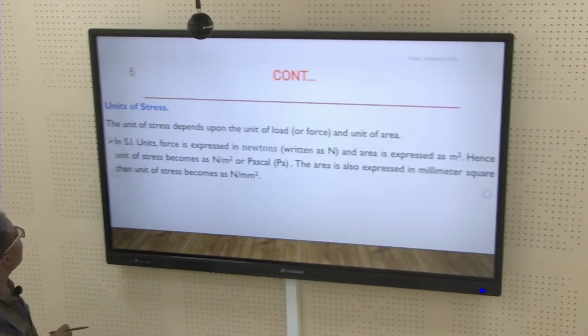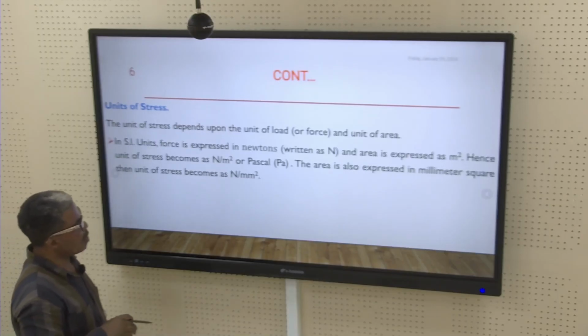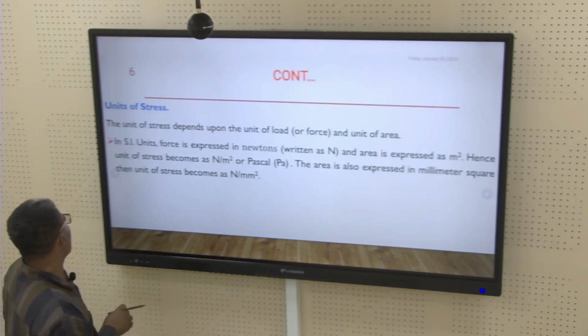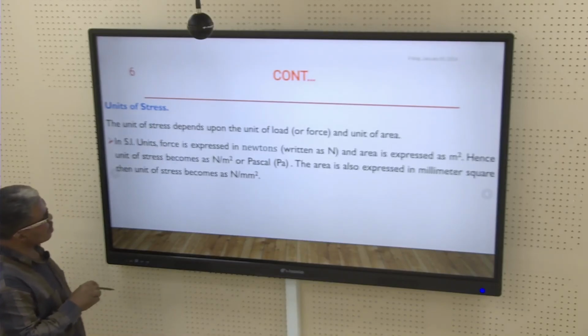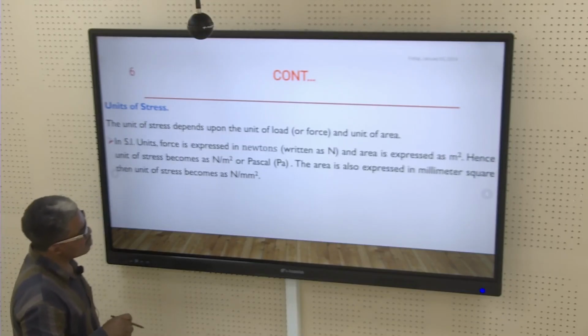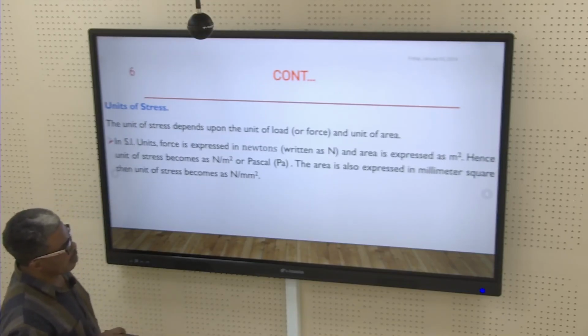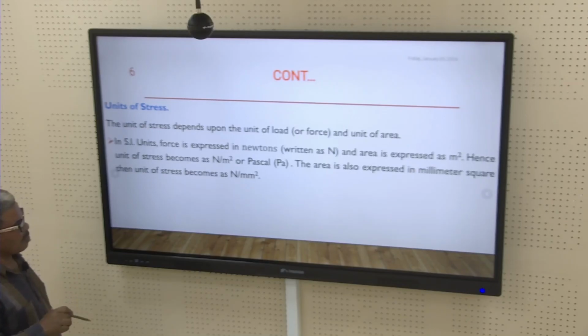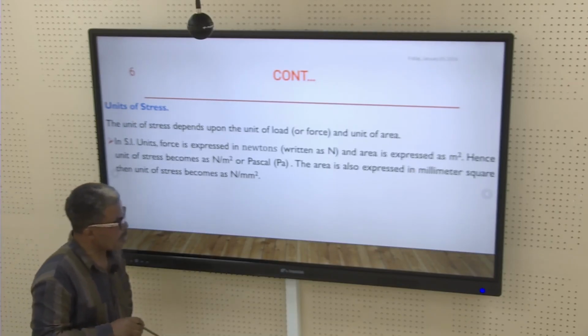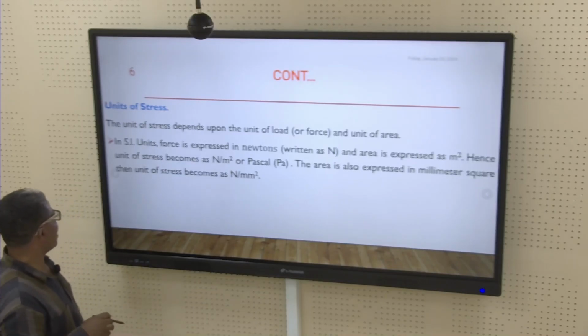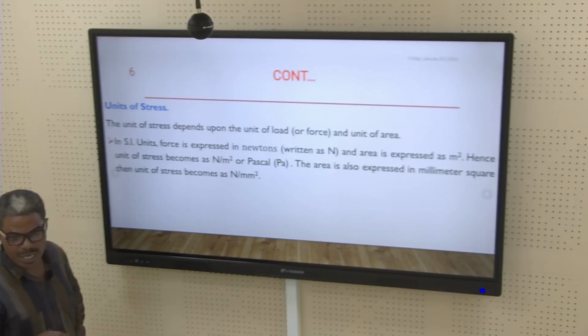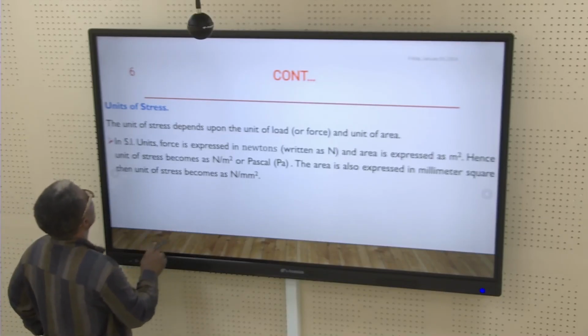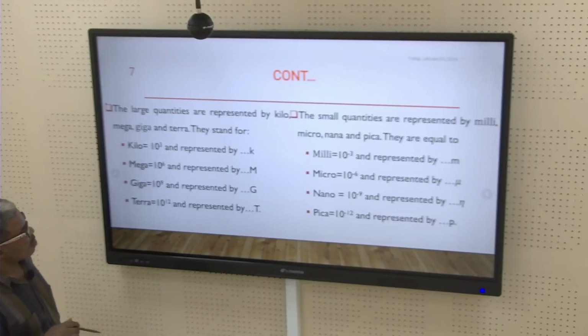The unit of stress depends upon the unit of the load or force that we apply and the unit of the area. In SI units, force is expressed in newtons, written capital N, and area is expressed in meter squared. Hence, the unit of stress becomes newton per meter squared, or pascal. The area can also be expressed in millimeter squared. So here we can see how to present the unit.